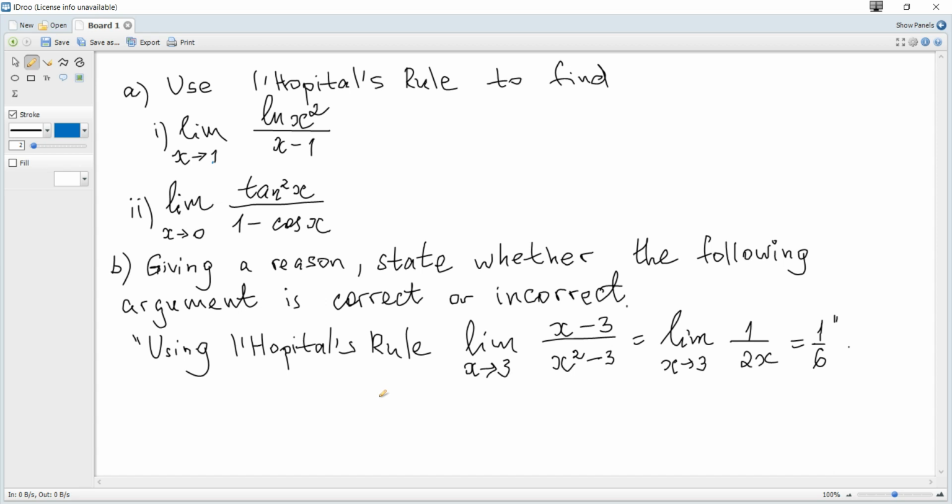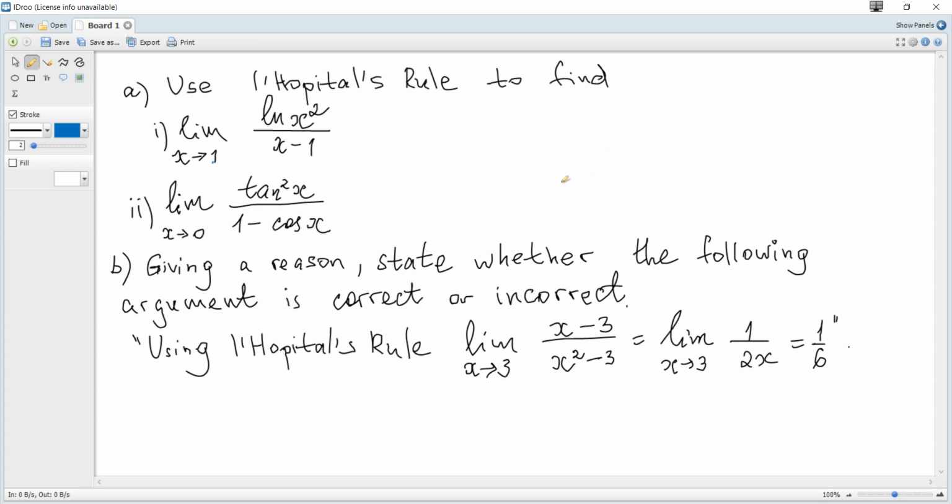Use L'Hopital's rule to find the limit when x tends to 1 of ln of x squared divided by x minus 1. Even though it's already suggested that you should use L'Hopital's rule, your first step should be to substitute 1 for x and see clearly that you get 0 over 0 or infinity over infinity, so that L'Hopital's rule can be applied.